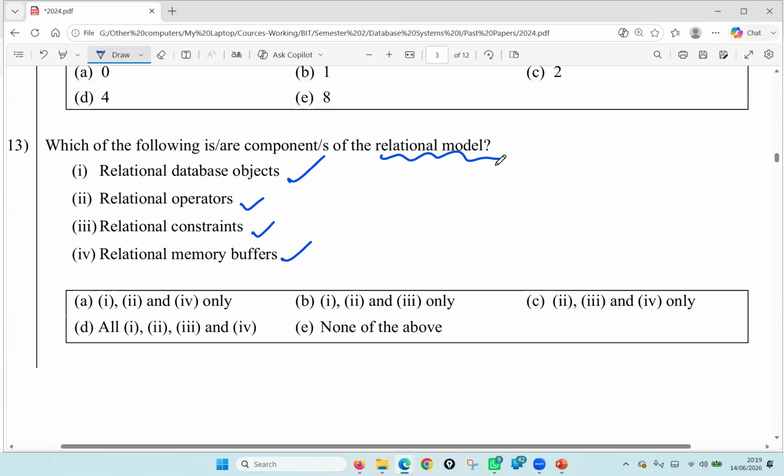Relational operators. Maybe, right? Relational operators, maybe joins, right? Projections, selections.